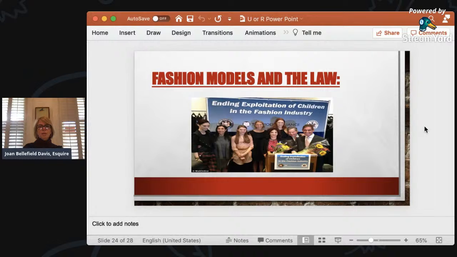The other area that we deal with that's not really intellectual property, but it's another area that we deal with here in fashion law in the US, are fashion models and the law.